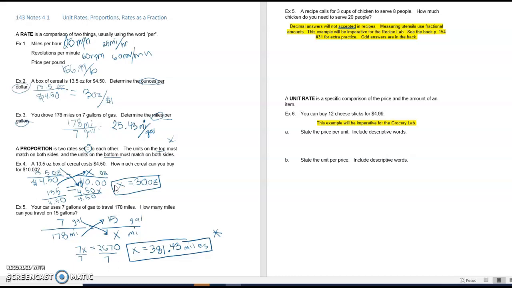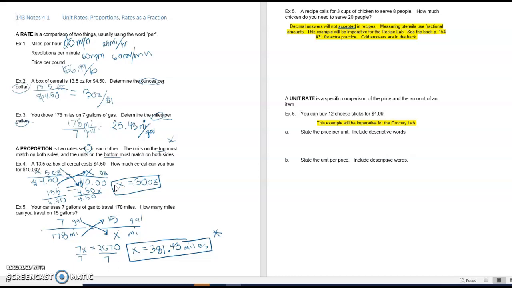Moving on. A recipe calls for 3 cups of chicken to serve 8 people. I made this up because I'm making a chicken pot pie tonight, and I'm actually serving 4 tonight, but the recipe serves 8 people. How much chicken would you need to serve 20 people?